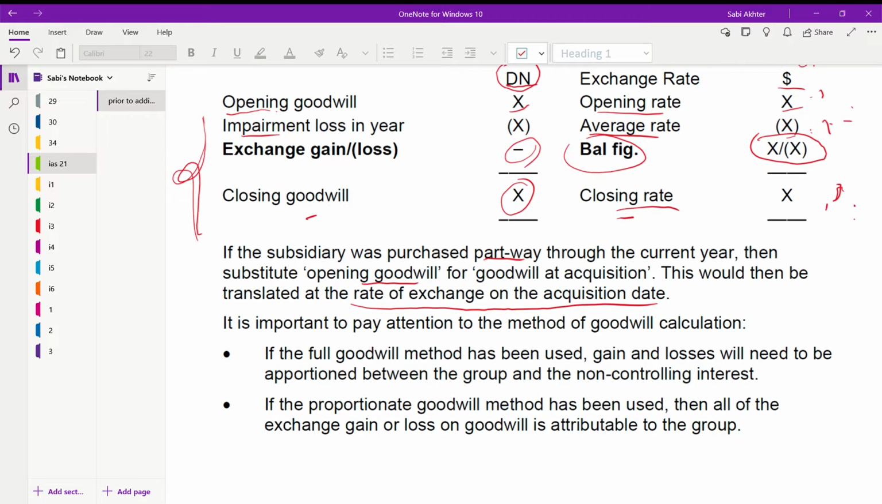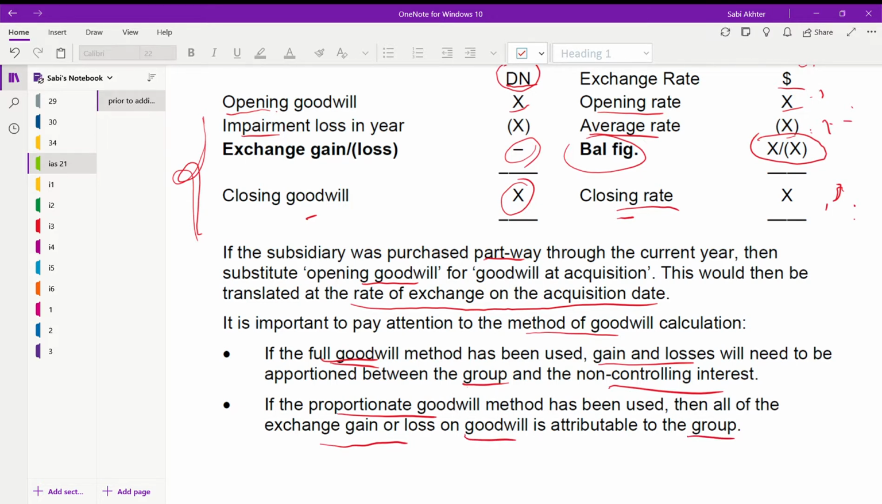Now it is important to pay attention to the method of goodwill that you have used. If it's the full goodwill method, meaning fair value of NCI, the translation gains and losses that occurred will be divided between the group and NCI. If it is the second method, proportionate goodwill, then the exchange gain or loss relating to goodwill will only go to the group.